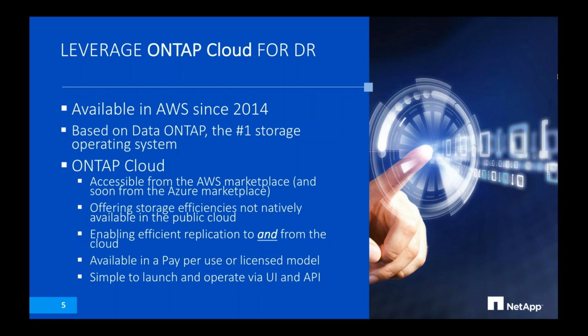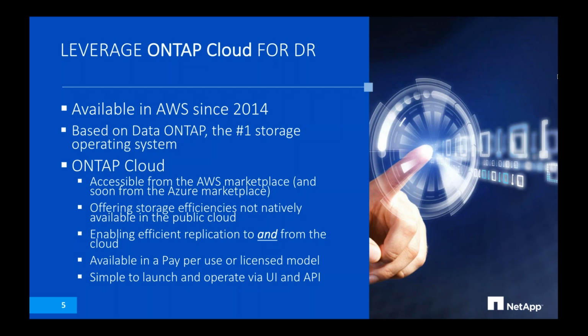So OnTap Cloud has been available in AWS for the last few years. It's based off of our number one storage operating system, Data OnTap. And the things that it brings to the public cloud is efficiencies that you don't normally get in the public cloud. So the public cloud is great for compute, elasticity, scale, burstability. But the one thing it hasn't been doing like we have for the last couple of decades is storage and data management. And I don't remember who quoted it, but the quote "storage is hard" is kind of important when you're actually considering going into the public cloud.